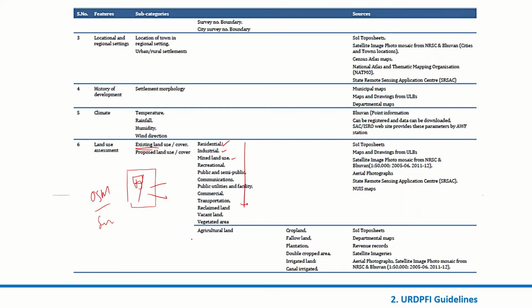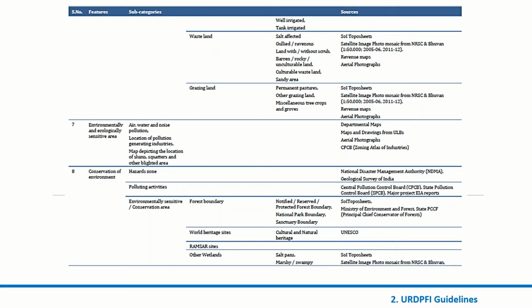Okay, and agriculture is also mentioned. Probably we may not be doing it, but in broad we can, if there is a requirement, this data can be taken up. Otherwise, residential, industrial, commercial, vacant lands, and vegetated areas can be mapped first for the specific area that you're studying.